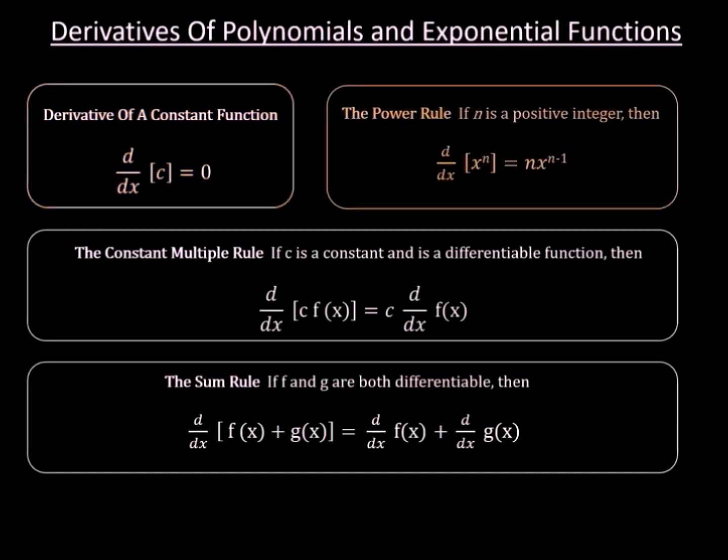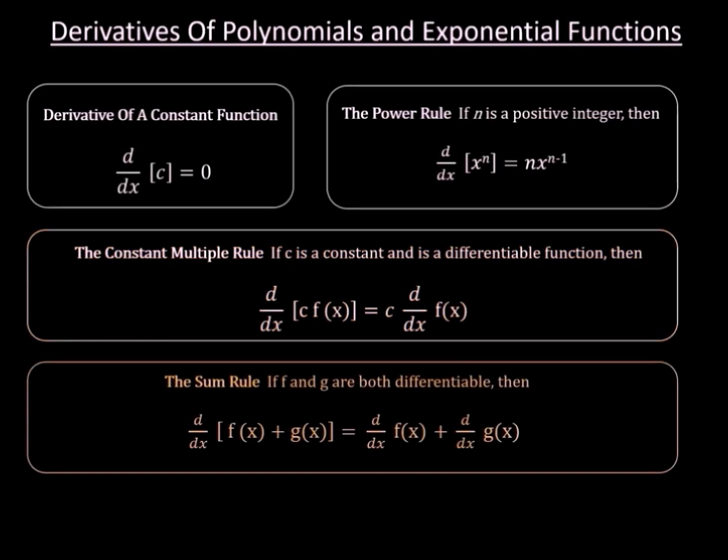Then it is the power function. The formula to differentiate power functions is called the power rule, and, in its general form, it states that, if n is any positive integer, then the derivative of a power function is always n times x to the power n minus 1. The constant multiple rule states that, if c is a constant and f is a differentiable function, then the derivative equals c times the derivative of the differentiable function.